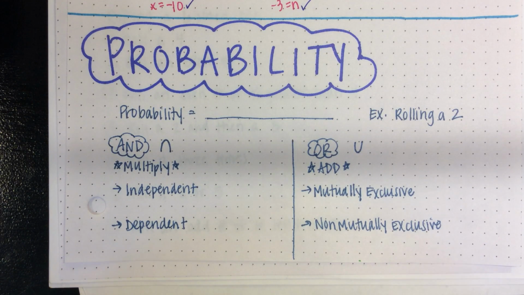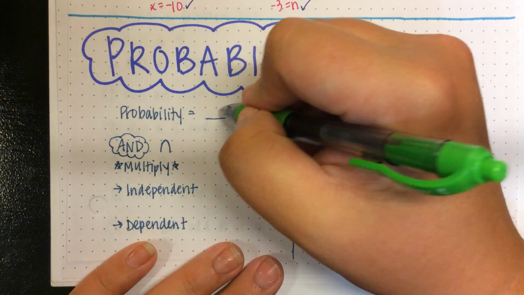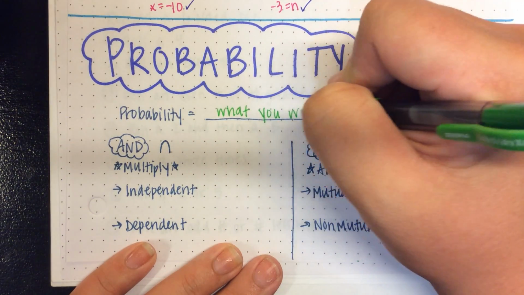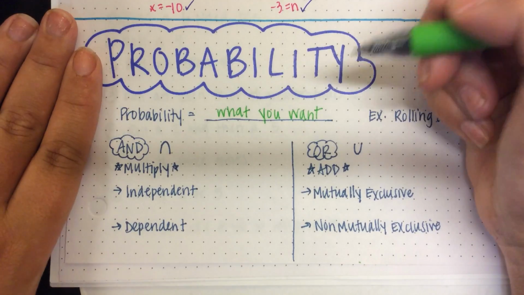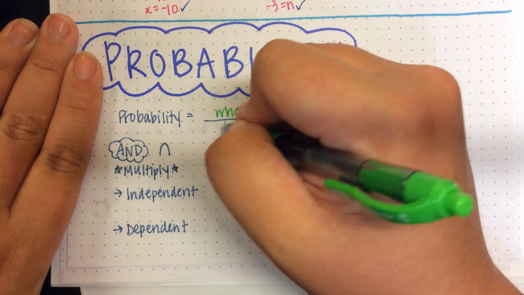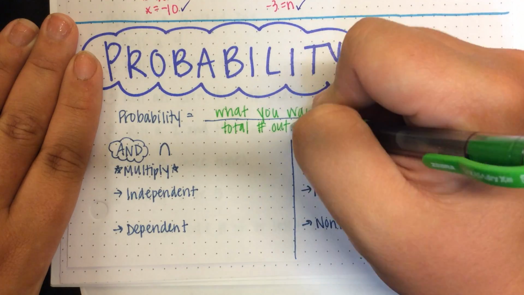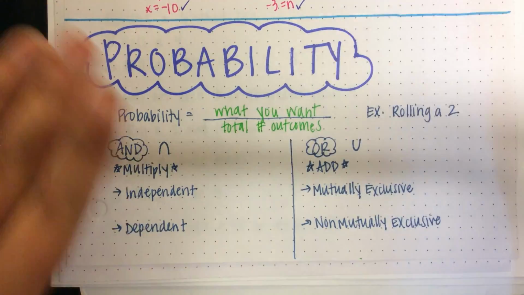In general, if you're trying to find the probability of something, it's going to be a fraction. You're going to take what you want, what you're looking for, divided by the total number of outcomes. So what you want divided by the total.